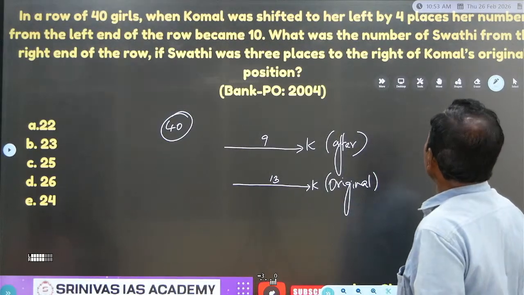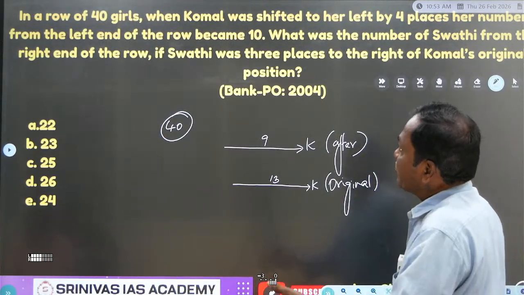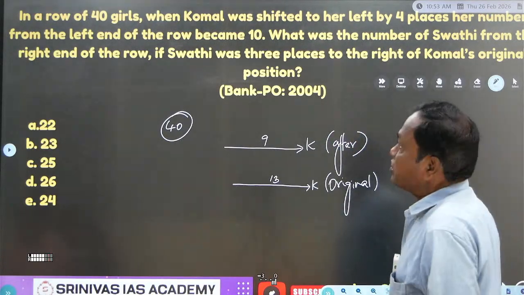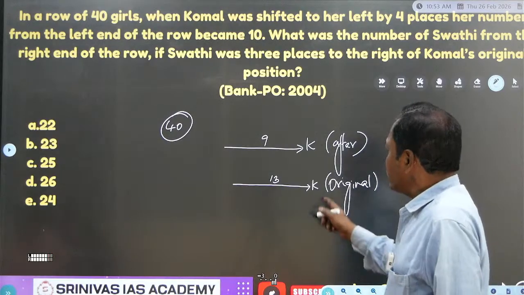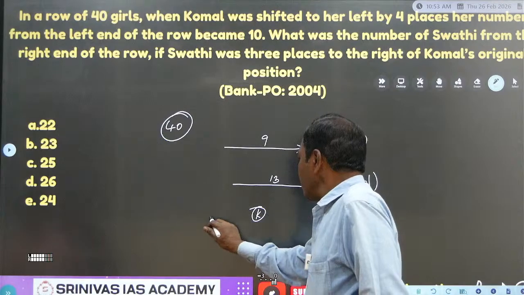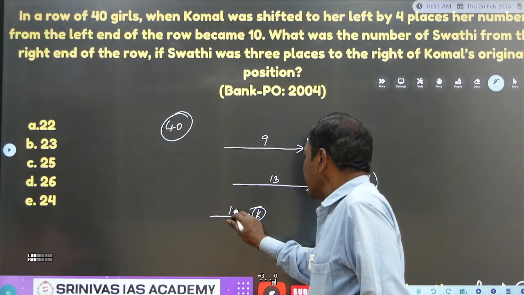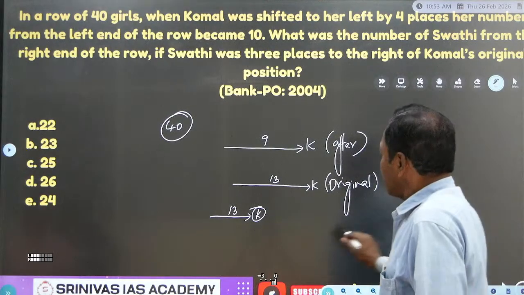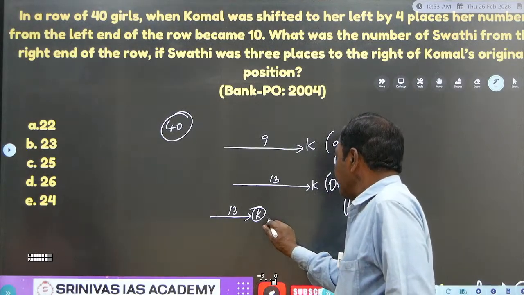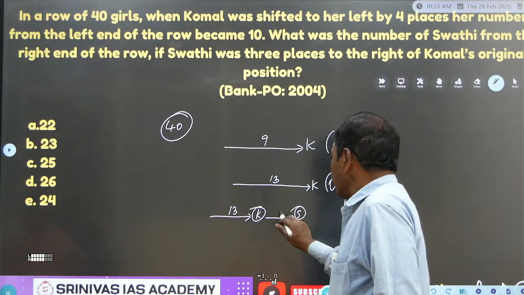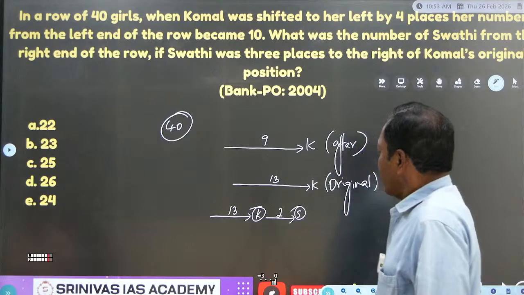What was the number of Swati from the right end of the row if Swati was 3 places to the right of Komal's original position? What is Komal's original position? This one. This is Komal's original position. Swati was 3 places to the right of it. This is Swati, 3 places to the right.